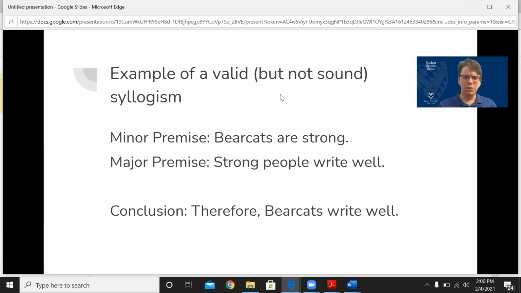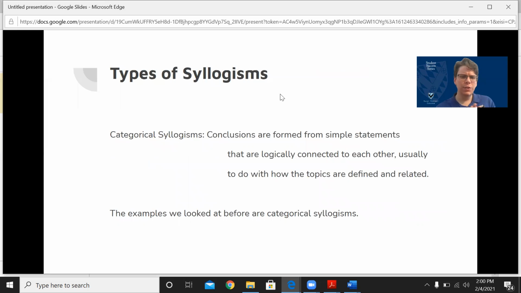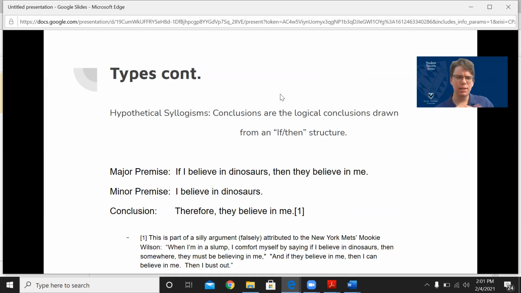To better understand how premises might be linked and therefore see how we can evaluate their validity, we must now understand the 3 types of syllogisms. The syllogisms that we've seen so far are the categorical syllogisms. These are formed from simple statements that are logically connected to each other, usually to do with how the topics are defined and related. Basically, we are speaking about groups of people or subjects in order to make a claim about the whole category.